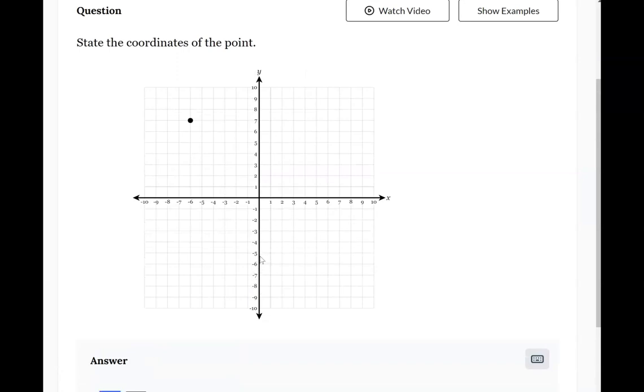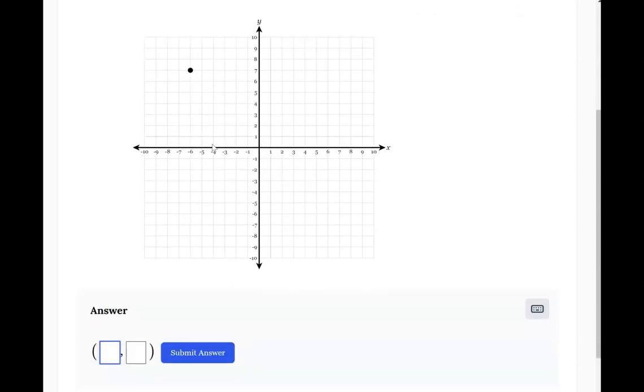All right, the next topic is identifying points or naming the coordinates. So it asks you to state the coordinates of this black point. Remember that you have to state the coordinate of the x-axis first. So on the x-axis, this point lines up with the number -6. So I'm going to type that here. And on the y-axis, it lines up with +7. So I would type that there. So -6, +7 is my coordinate.